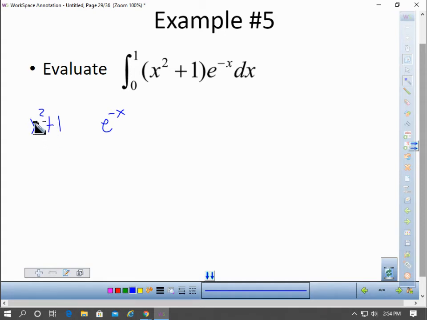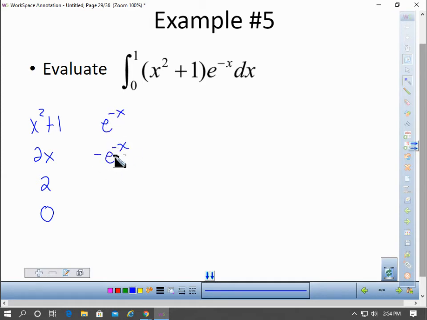The derivative of x squared plus 1 is 2x. Then the derivative of 2x is 2. And then the derivative of 2 is 0. So I was able to do it 3 times. Now you come over here and do the antiderivative of e to the x. The antiderivative of e to the negative x is negative e to the negative x.